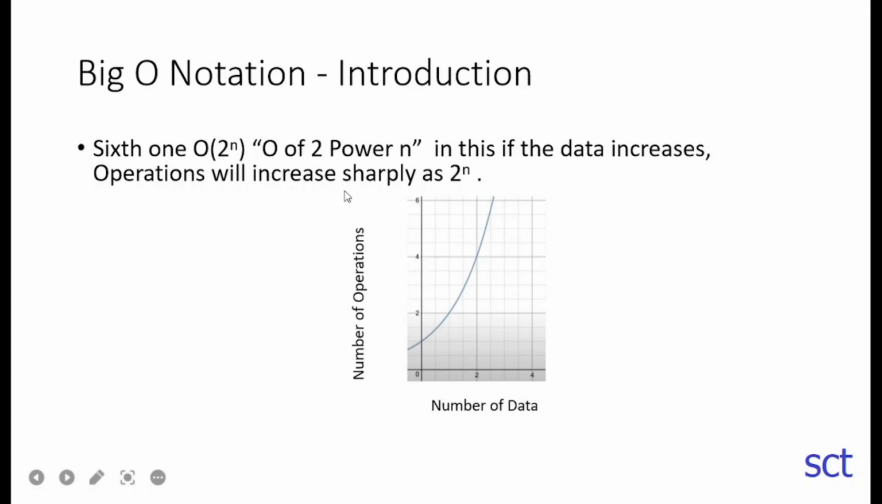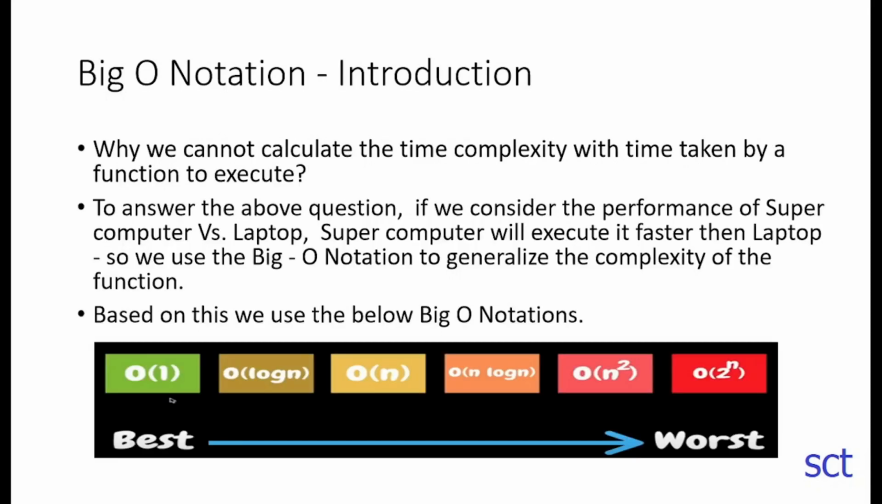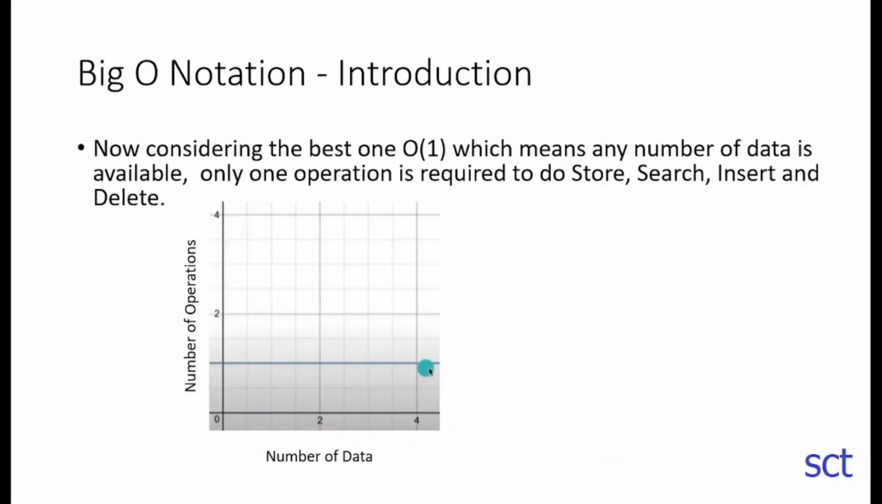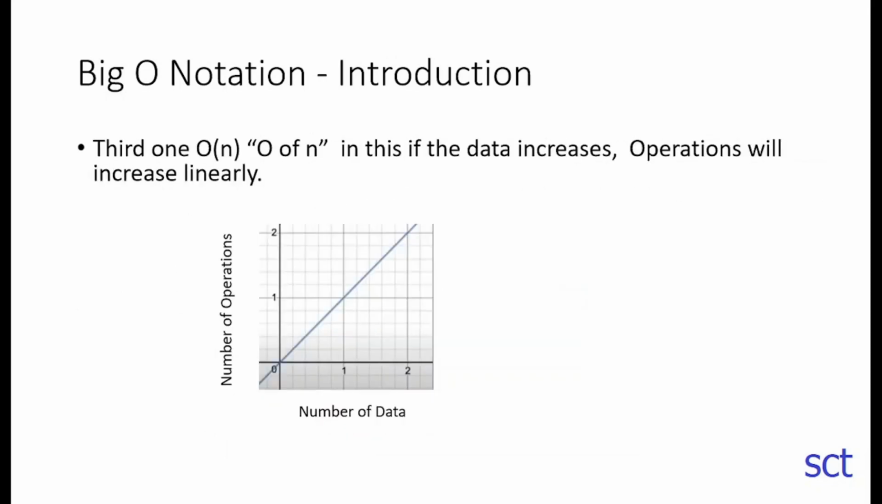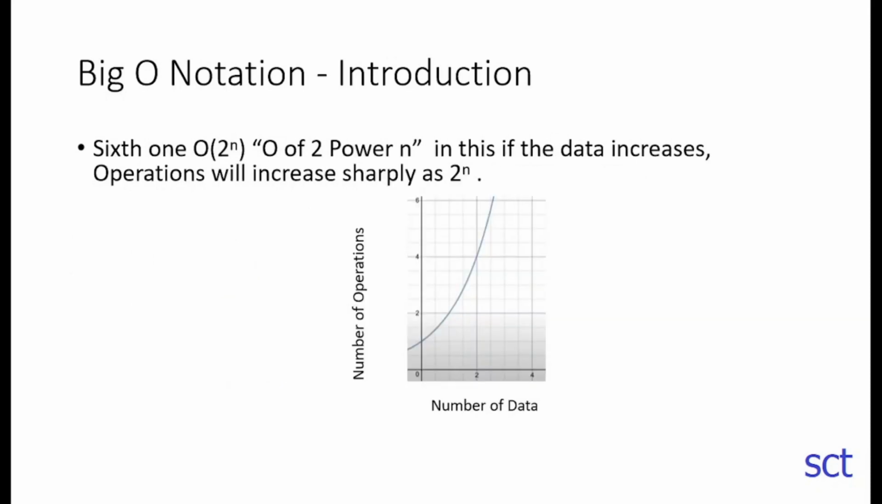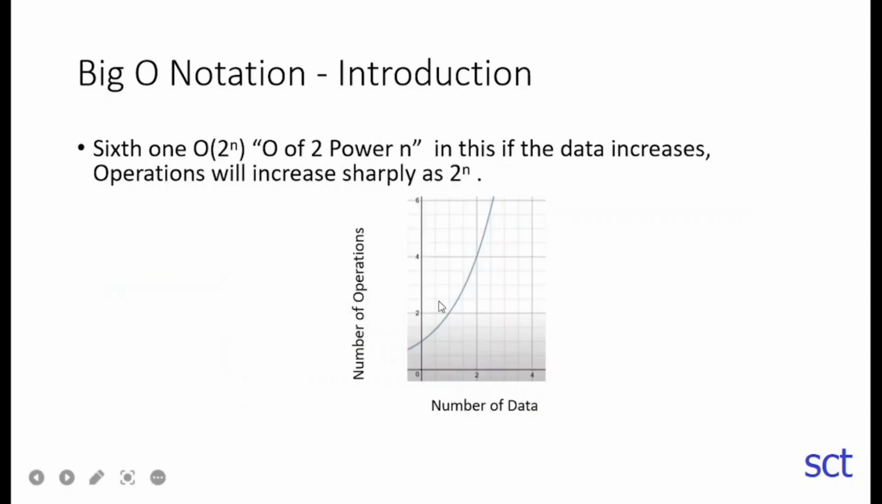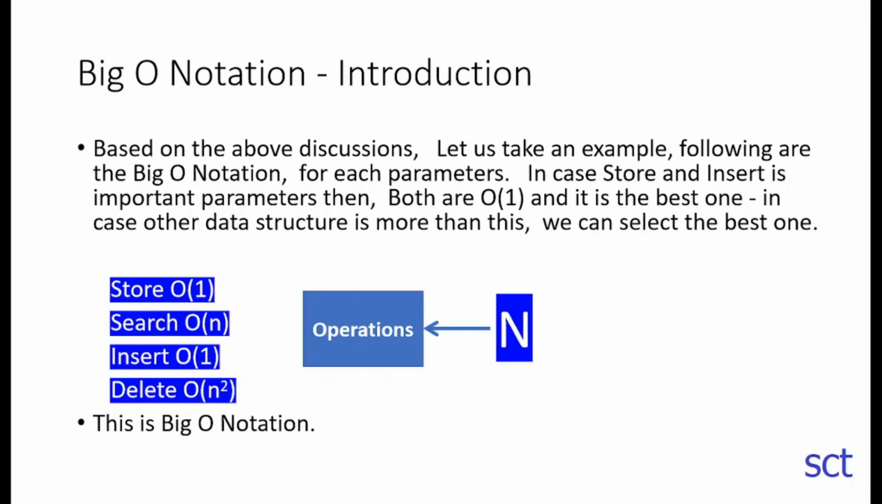So these are all the 6 big O notations, which we will be using in our data structures to find out which is going to be the best data structure to solve a particular problem. Okay. So for example, for a big O notation for each and every parameter, in case store and insert are important parameters, and both are O of 1, then that is going to be the best one.